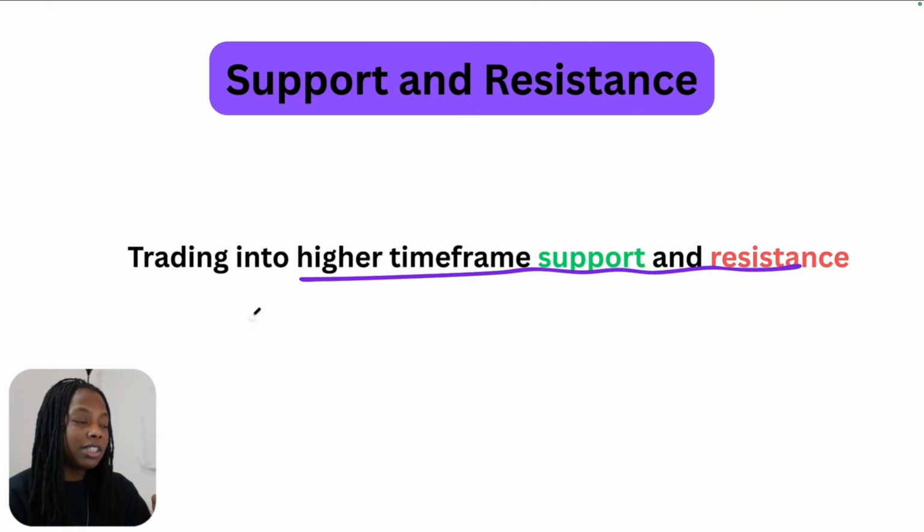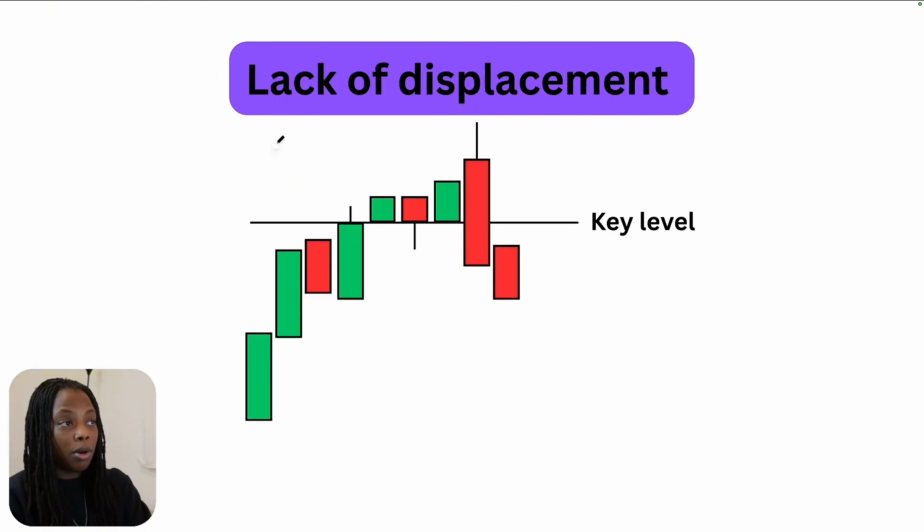especially with the one candle setups where you're trading previous day's high or low retest or opening range strategies. You need to also remember your higher time frame key support and resistance levels. Number three is lack of displacement. This one has to do with your entry.